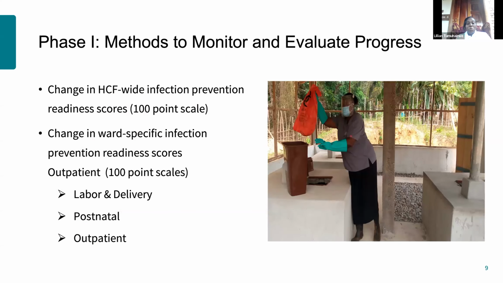So during phase one, we had to monitor and see if there was any progress in these facilities. We looked at general change in the healthcare score, in the facility scores in view of infection prevention. We looked at changes even in specific wards like outpatient, labor and delivery, postnatal wards. So we were monitoring these scores in the facilities, especially every month, to see if there were any changes happening to inform our progress. Next slide, please.